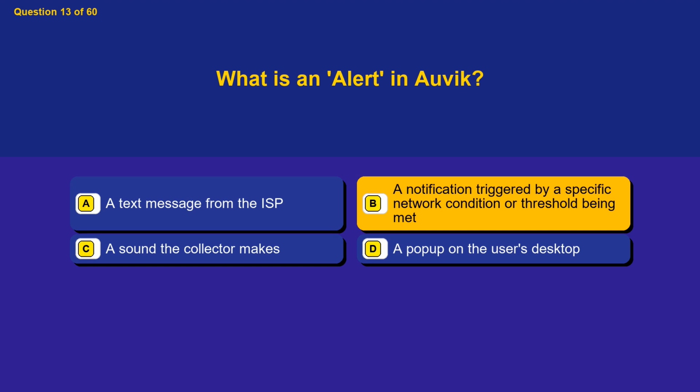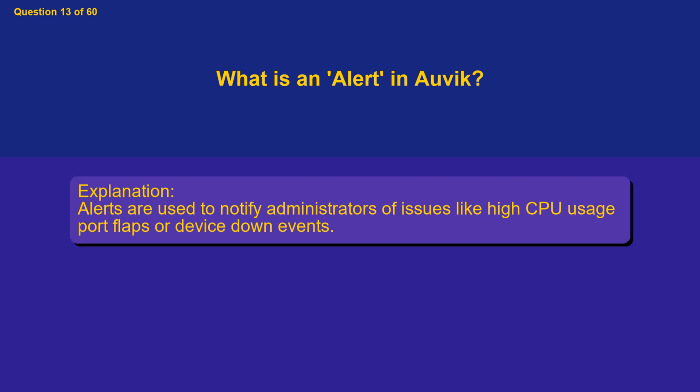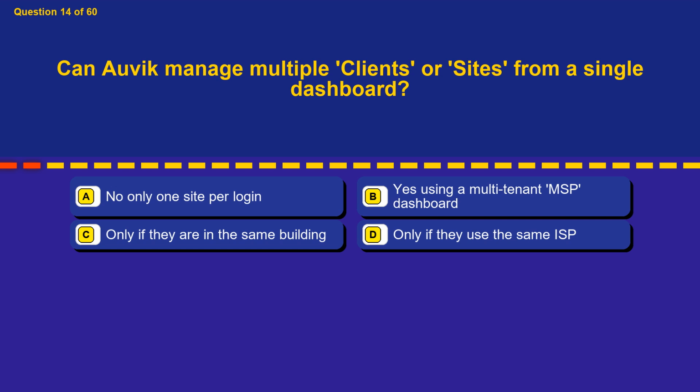The correct answer is option B. A notification triggered by a specific network condition or threshold being met. Alerts are used to notify administrators of issues like high CPU usage, port flaps, or device down events. Question 14. Can Auvik manage multiple clients or sites from a single dashboard?